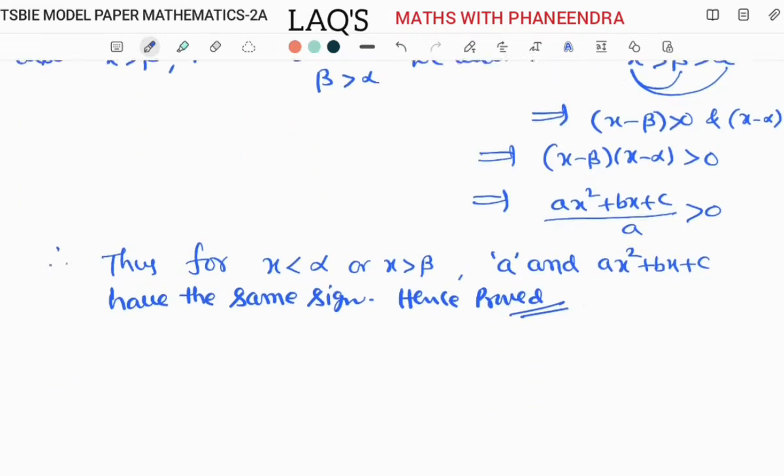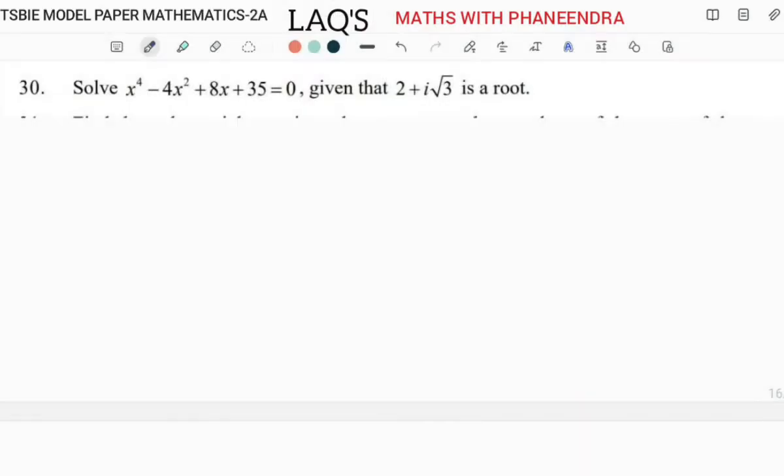We'll move to the next question, dear students. So next, question number 30. Solve x power 4 minus 4x square plus 8x plus 35 equal to 0, given that 2 plus i root 3 is a root.